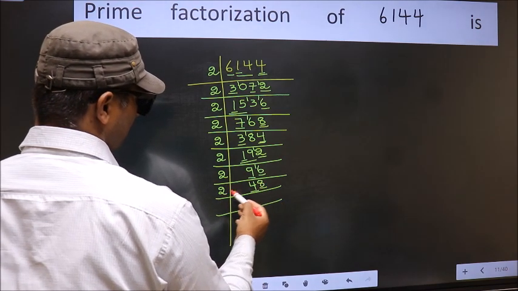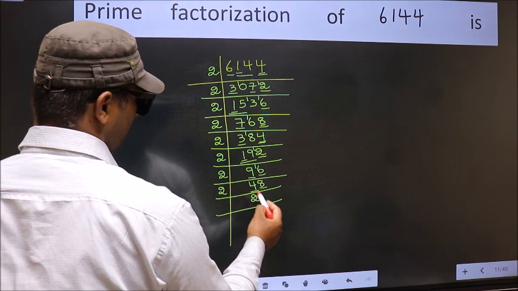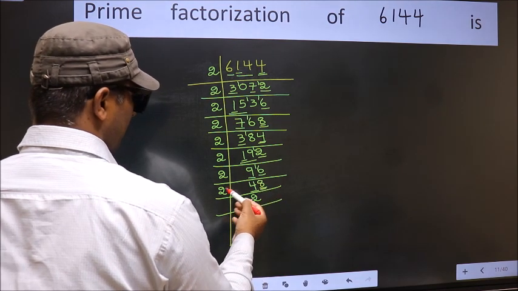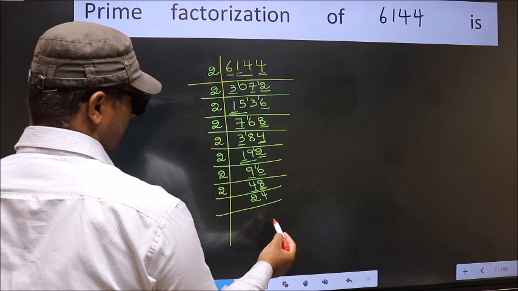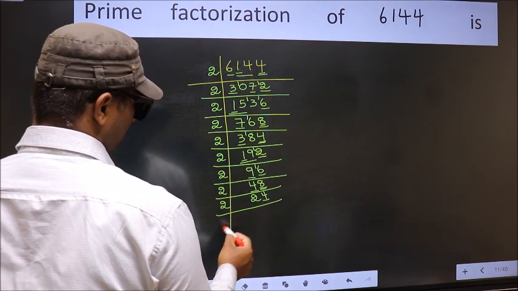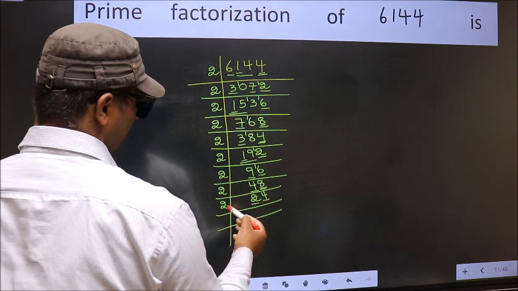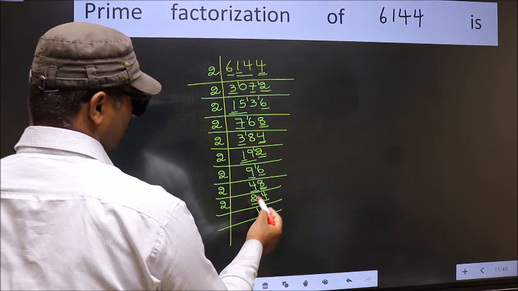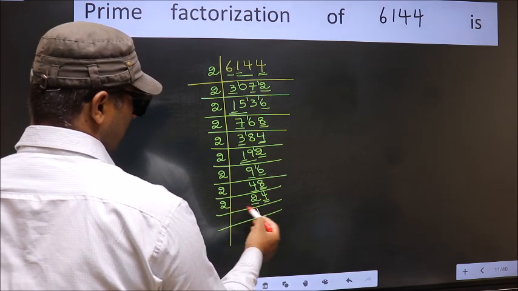First number 4, when do we get 4 in the 2 table? 2 twos 4. The other number 8, when do we get 8 in the 2 table? 2 fours 8. Now the last digit 4 is even, so take 2. First number 2, when do we get 2 in the 2 table? 2 ones 2. The other number 4, when do we get 4 in the 2 table?